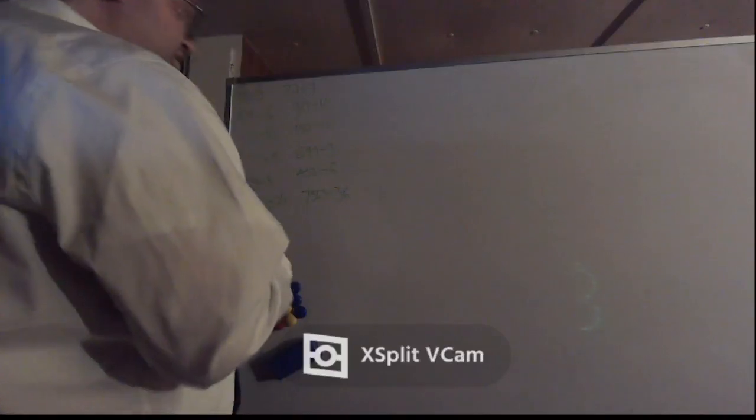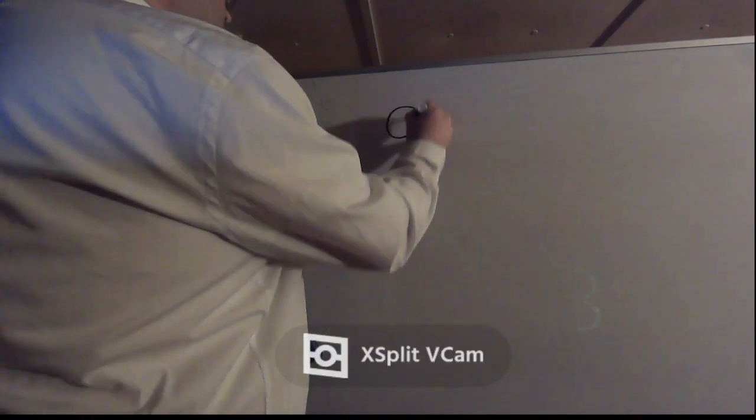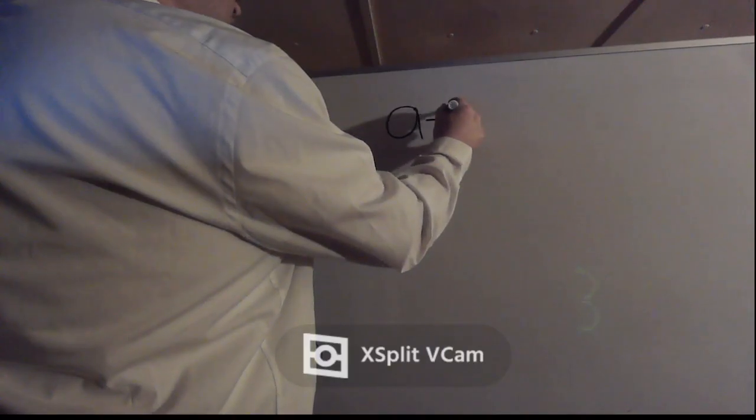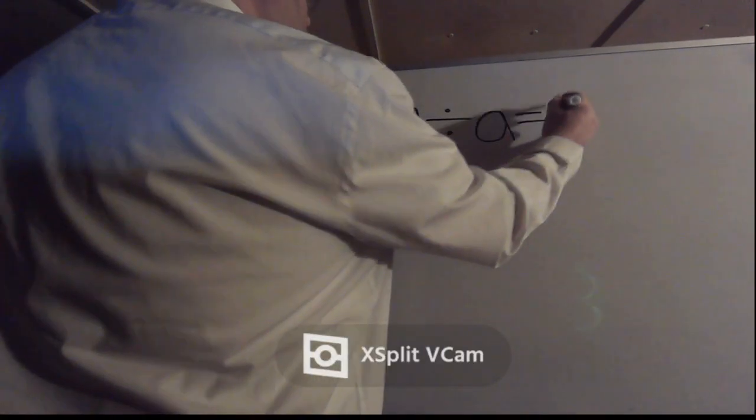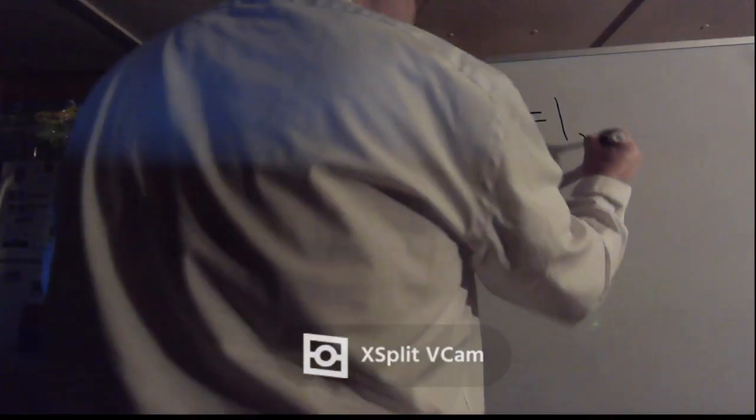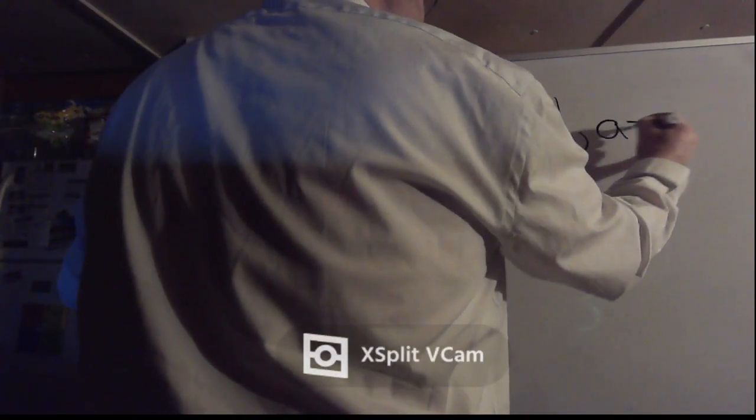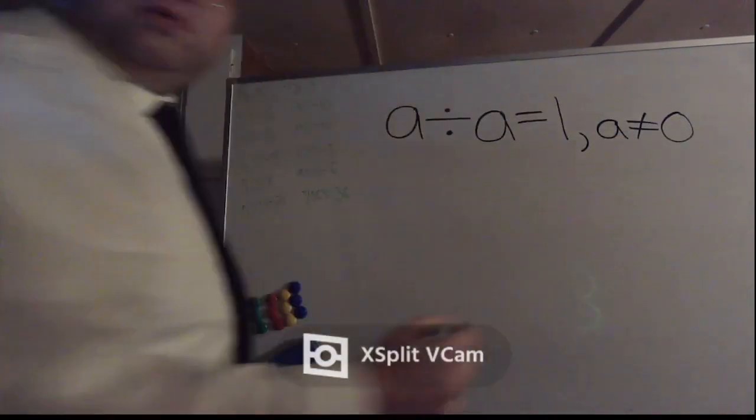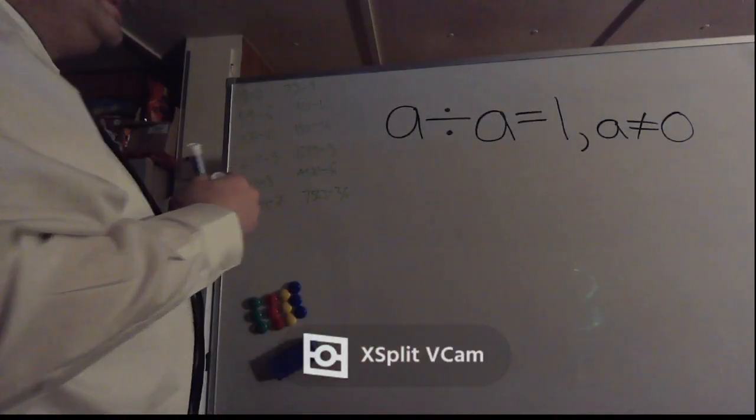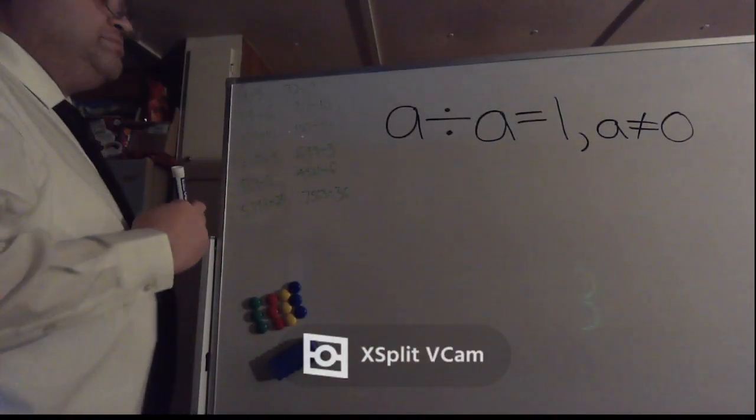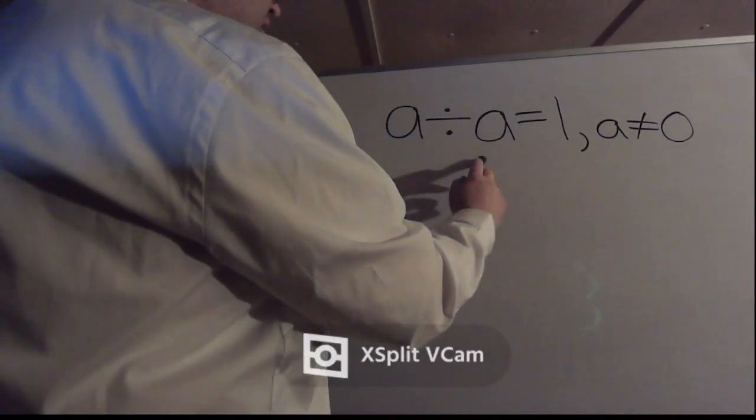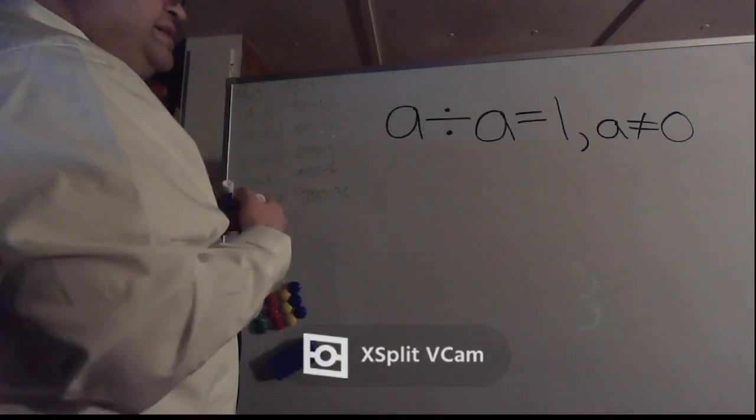Now, we have another property that tells us with division, any number divided by itself will equal 1, provided that that number does not equal 0. There is a reason that it can't equal 0. We will get to that in a minute. But basically any number except for 0, any number divided by itself is 1.